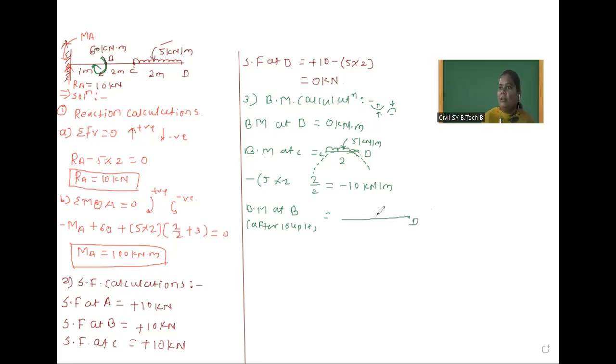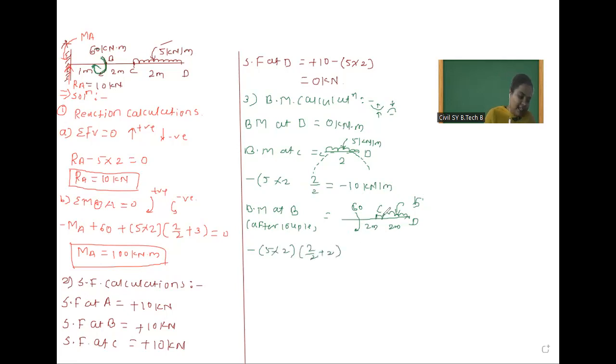So here B point, here C point, and here B point. We are calculating after couple. This 60 kilonewton, this span is 2 meter, and this span is again 2 meter. And this UDL pushes downward. Intensity of UDL is 5 kilonewton per meter. So this pushes downward, that's why minus 5 into 2. And it will act 2 by 2 plus 2.